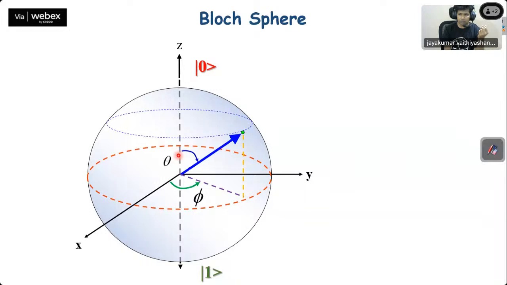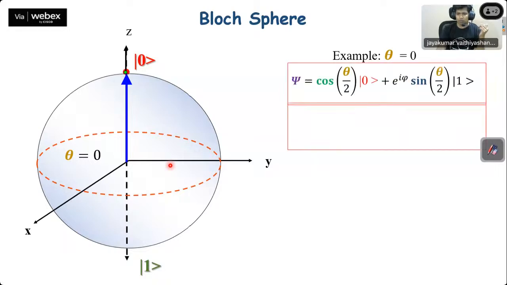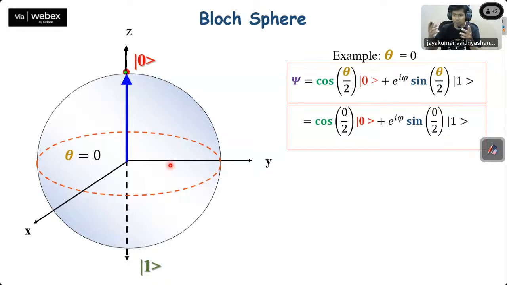If theta equal to 0, great. It will point to state 0 on this z-axis. Exactly. So apply theta equal to 0 in this formula: cos 0 by 2 multiplied with state 0 plus e to the power i, sine 0 by 2 multiplied with state 1. So we have a complex number. That is why we have the imaginary part. And we are playing with two angles, one is theta, one is psi.